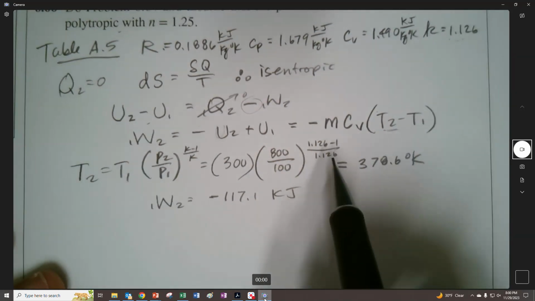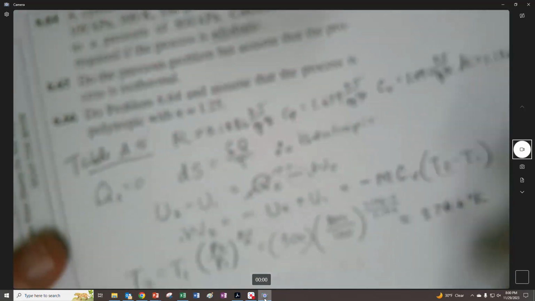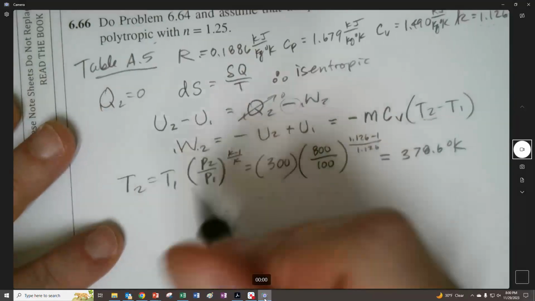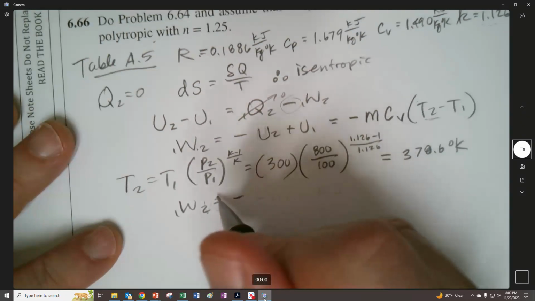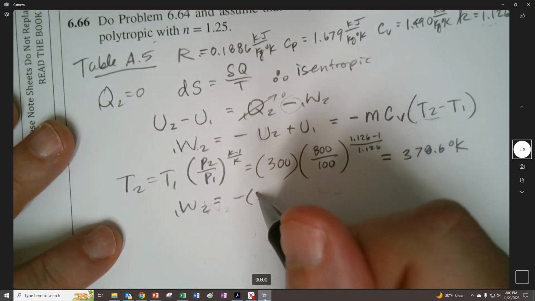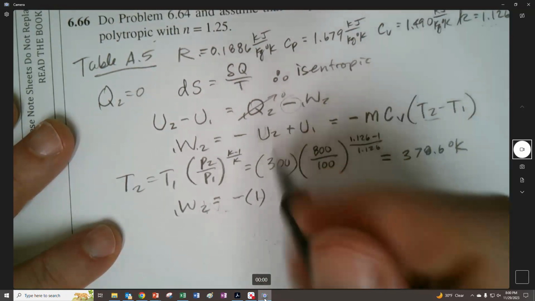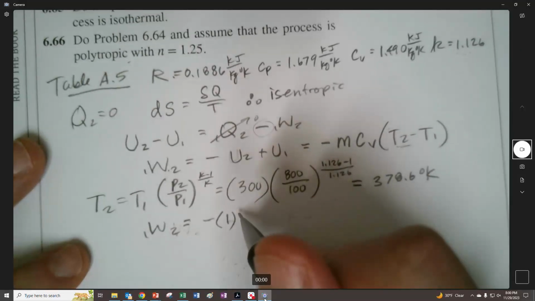I'm sorry, I didn't write it out. So we go back up to here: work 1 to 2 is equal to negative, the mass is 1. That doesn't really help us all that much, but it changes what the units are.